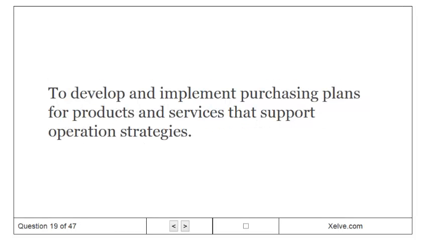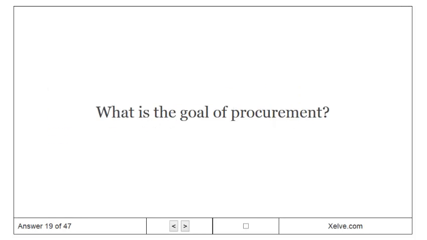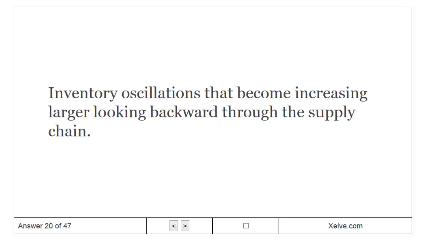To develop and implement purchasing plans for products and services that support operation. Strategies. What is the goal of procurement? Bullwhip effect. Inventory oscillations that become increasingly larger looking backward through the supply chain.